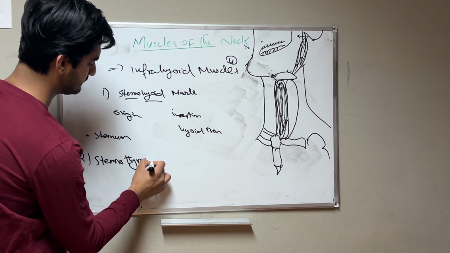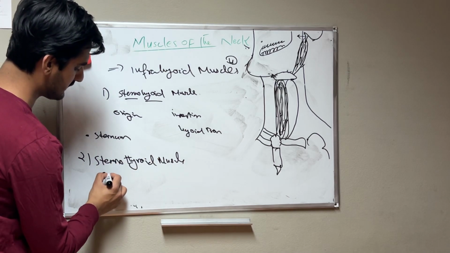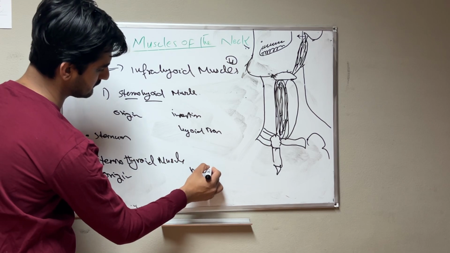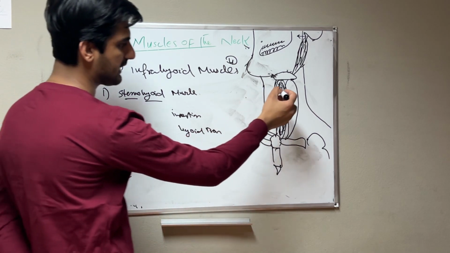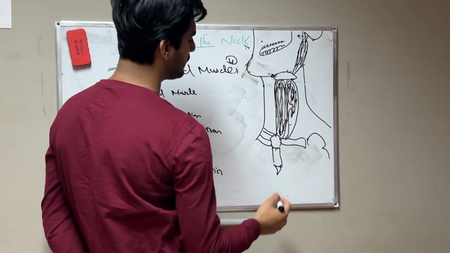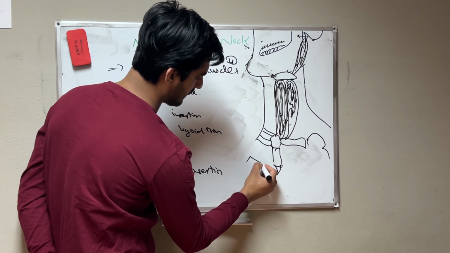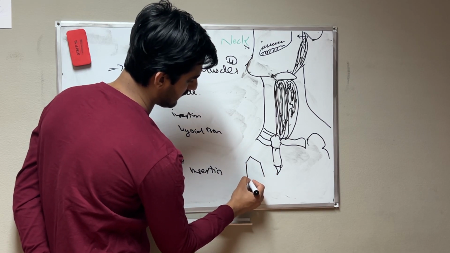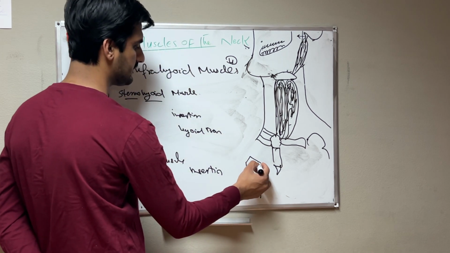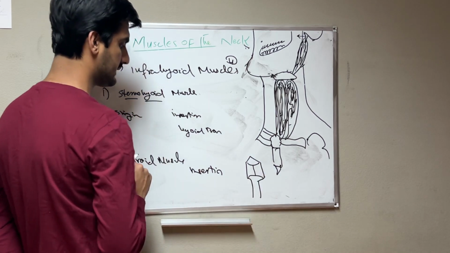Sternothyroid muscle. If you talk about the sternothyroid muscle, origin and insertion: this is the muscle which I said lies behind the sternohyoid. We have the sternothyroid muscle. If you remember, this is the trachea and larynx. Here you have cartilage, the thyroid cartilage. This is the thyroid cartilage here.